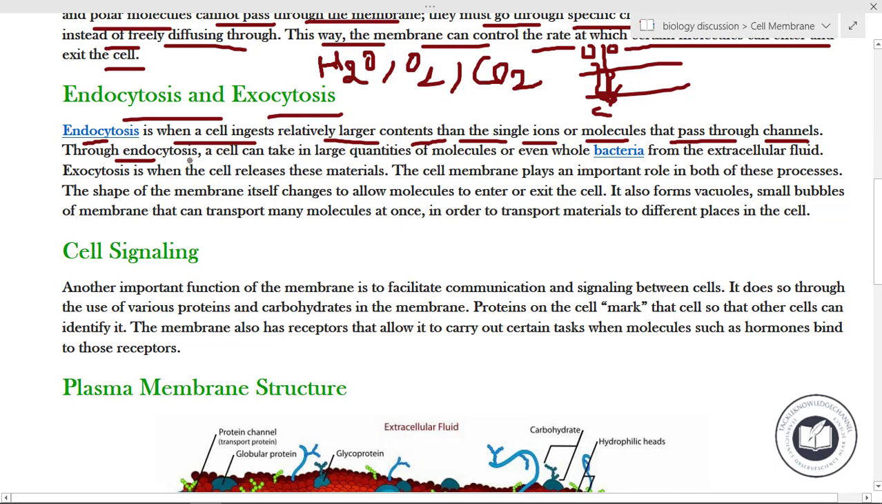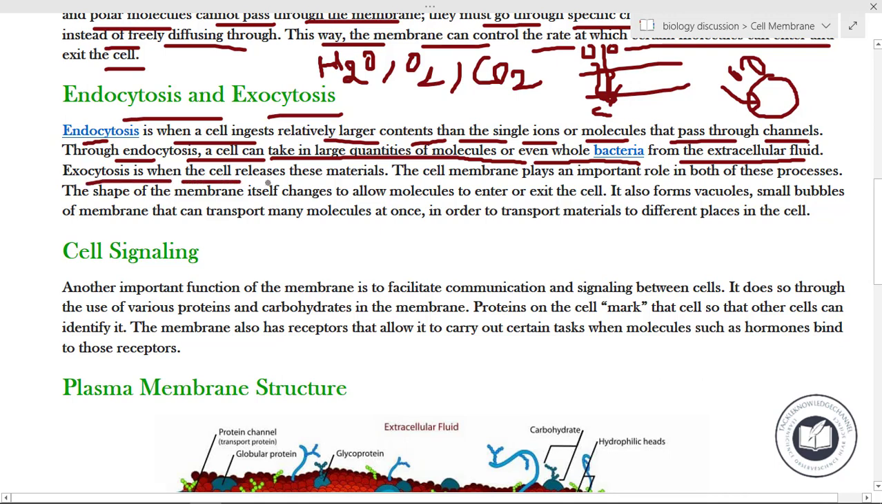Through endocytosis, a cell can take in large quantities of molecules or even whole bacteria from the extracellular fluid. So they can take large quantities of molecules, such as bacteria, from the exterior to the interior, from the extracellular fluid to the intracellular fluid.